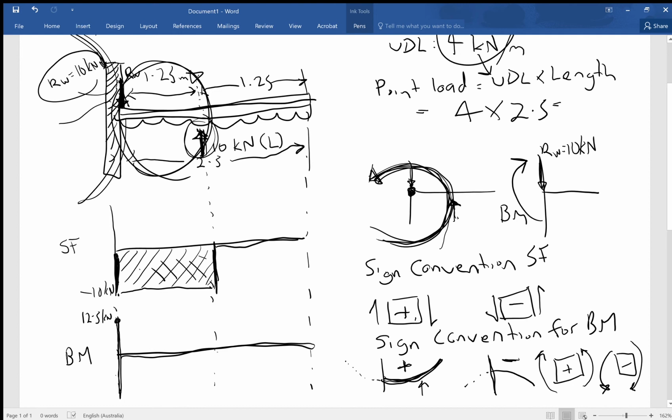It goes to this point here, boom, and then it stays at 0 to the end of the beam. Okay, so that is our bending moment diagram for this point load.